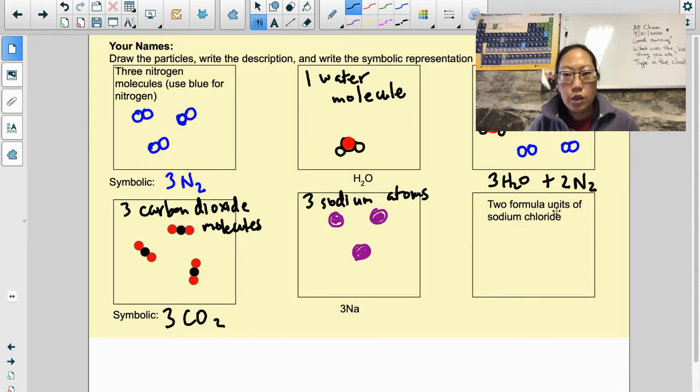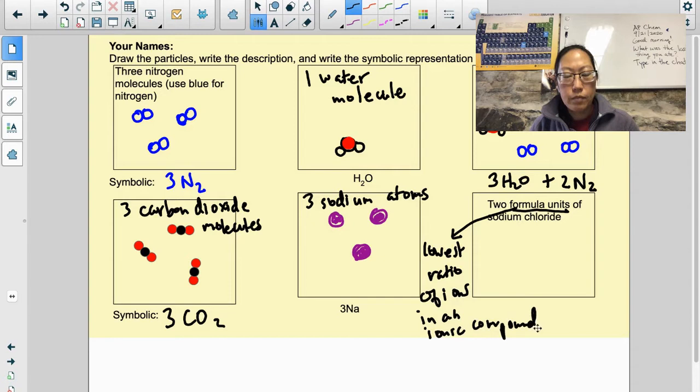Okay, 2 formula units. Now this formula unit thing is kind of a new term. This is what we use to represent lowest ratio of ions in an ionic compound. Okay, so now in sodium chloride, we don't have distinct molecules. We have a crystal lattice.